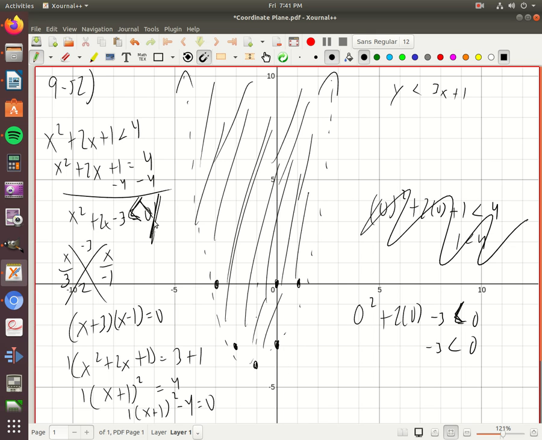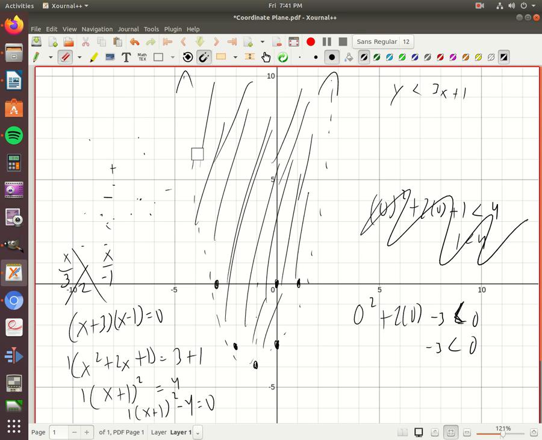Again, we could have plugged in y there, and it would have come out y is greater than, and that would have told us to shade above it as well. So it's pretty confusing. I would just say plug 0, 0 into the equation and see what you get. We'll do a couple more of these, and hopefully this will make a little more sense as we go.